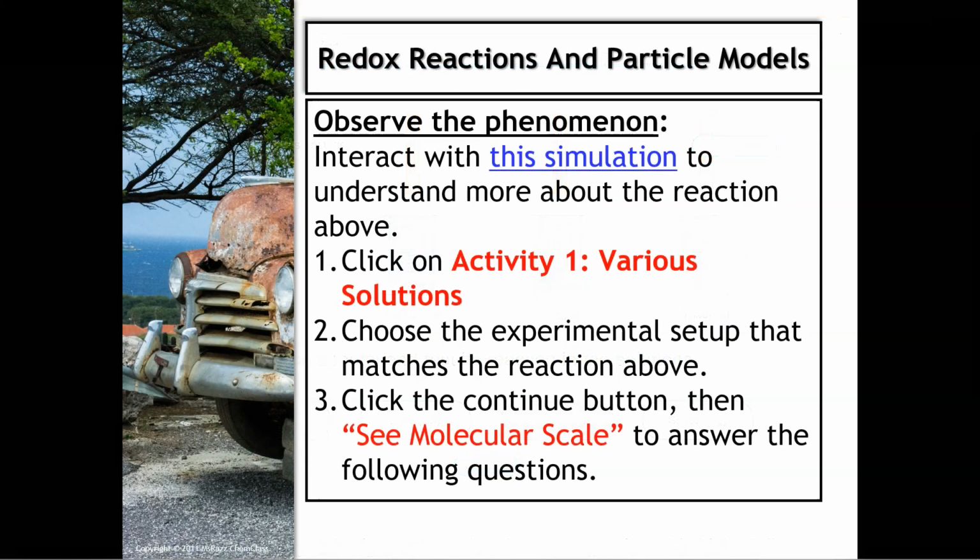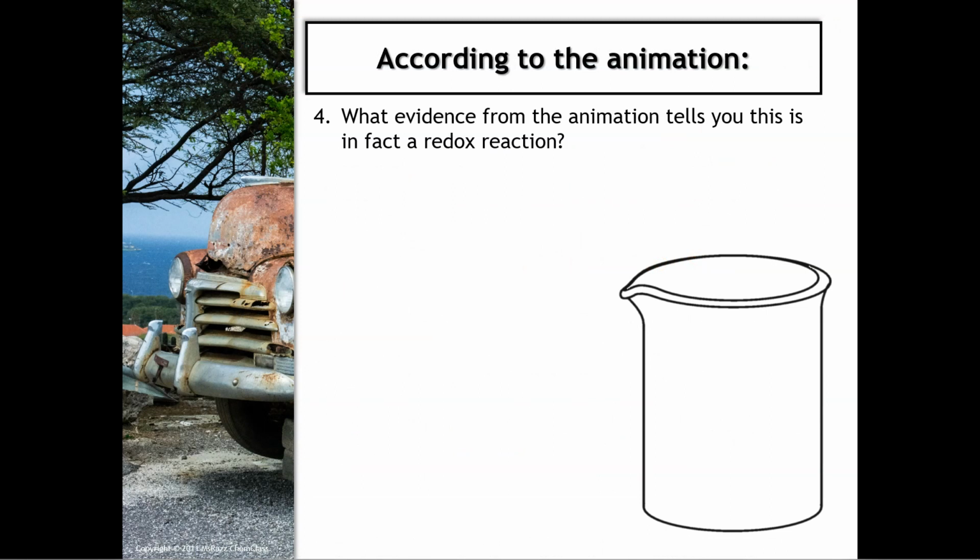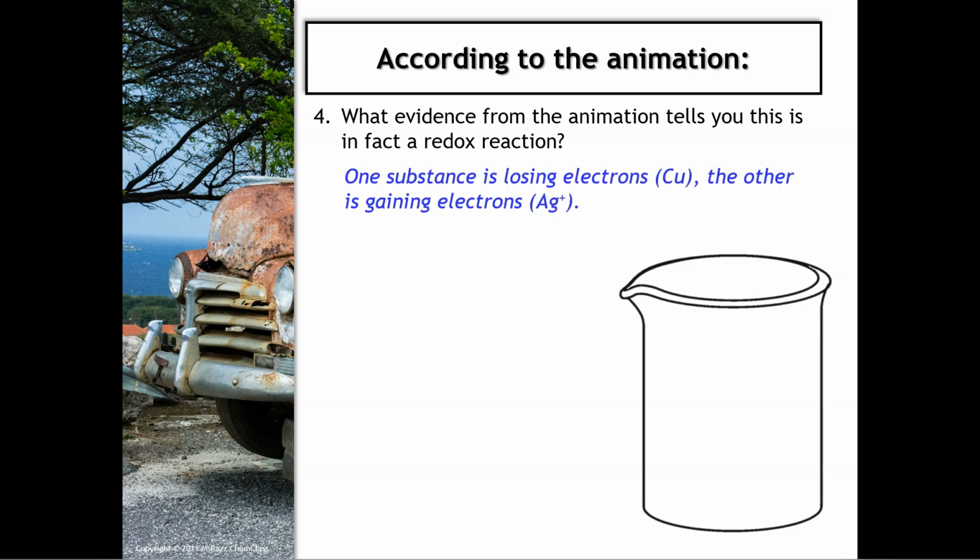Hopefully you took some time to examine the simulation. Now we're going to make sure that you're comfortable with the answers to these questions. The first question, question 4, said, what evidence from the animation tells you this is in fact a redox reaction? Just by the fact that one substance is losing electrons and another substance is gaining them, that tells you that this is a redox reaction.